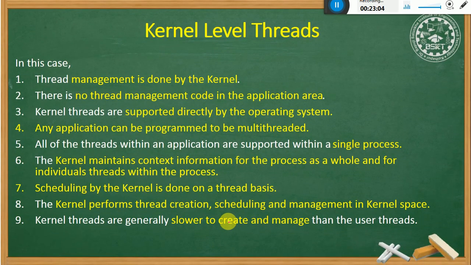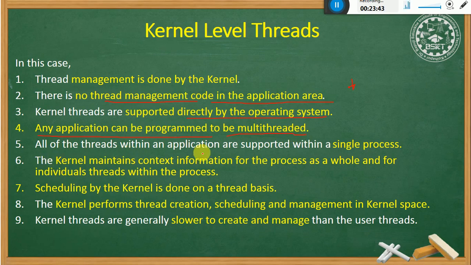Then second, the kernel level thread. Kernel level threads are managed by the kernel. For these threads, there is no thread management code in the application area, and there is no thread library. Kernel threads are supported directly by the operating system, so they can be managed by the operating system. Any application can be programmed to have a multi-threading approach.